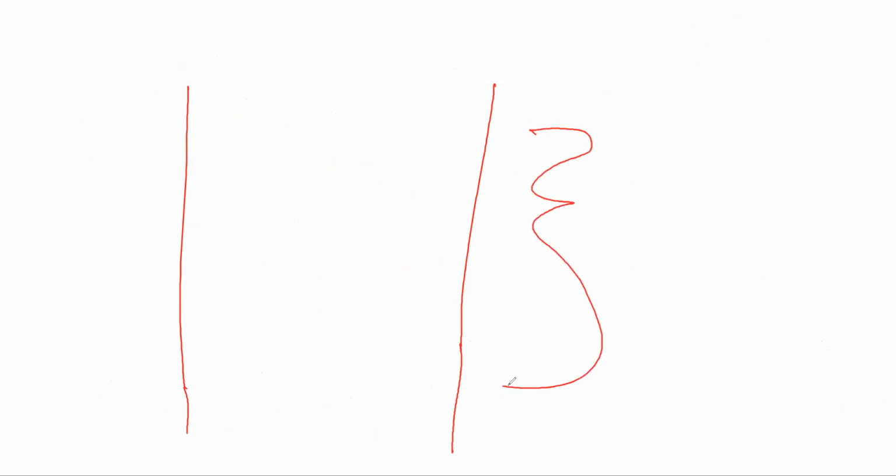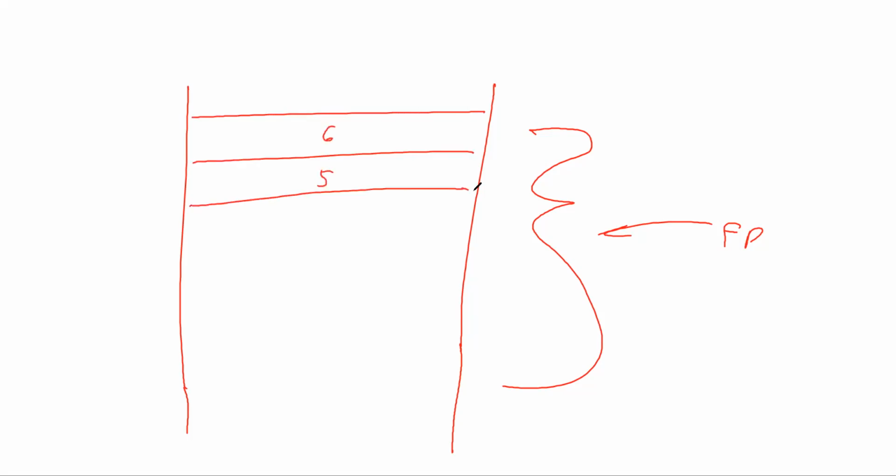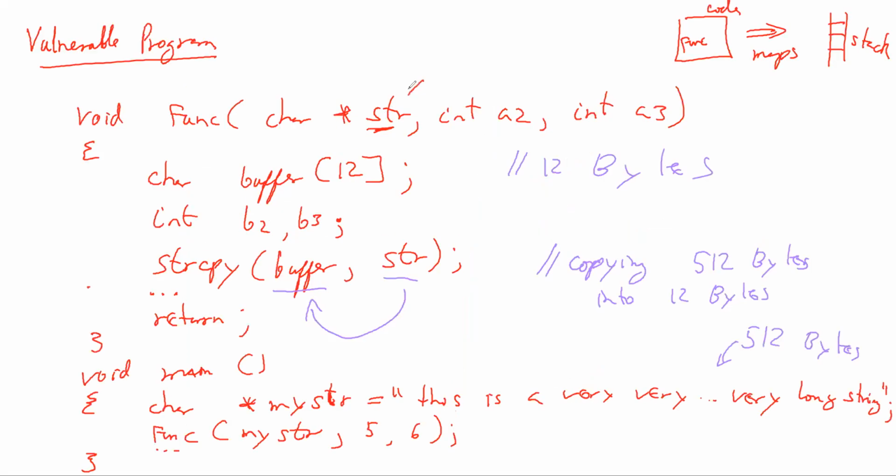I'm going to draw a stack a little bit like that. Okay. I'm going to create the frame and the frame pointer. So the frame pointer is pointing there. So I have the 6, the 5, that's the string address, right? So that string address is this one.